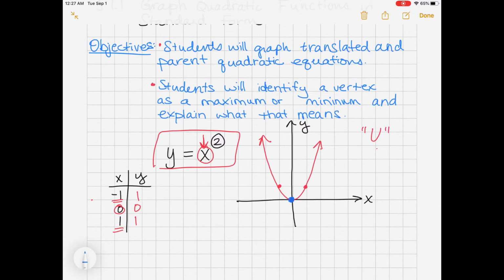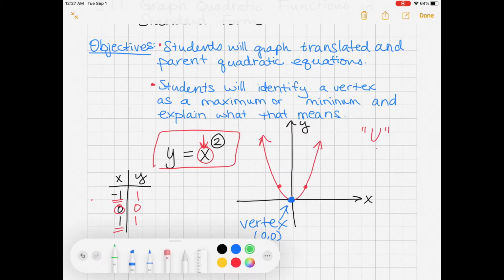One other thing that we know about a quadratic function is this point right here. Notice how there's only one point right in the center, and we call that the vertex. The vertex, in this case, is at the point (0, 0), but not every parabola has a vertex at (0, 0), and we'll talk about that more.